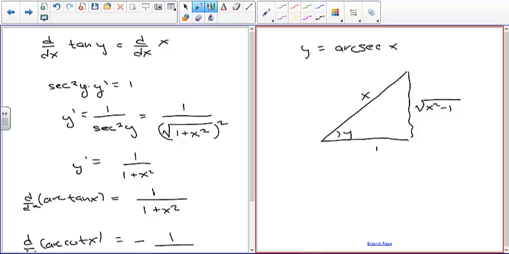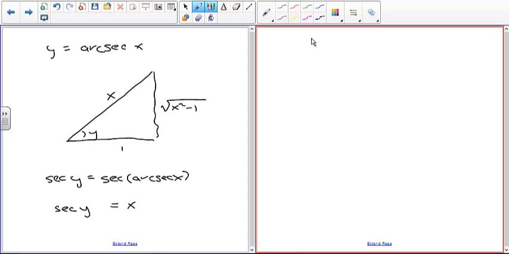So again, because I'm dealing with the secant, I need x over 1 to be the hypotenuse over the adjacent. Okay, so now what we're going to do is take the secant of both sides. So the secant of the arcsecant of x is just going to be x. So we get the secant of y is equal to x, just exactly like we've done before. And then you take the derivative with respect to x of both sides.